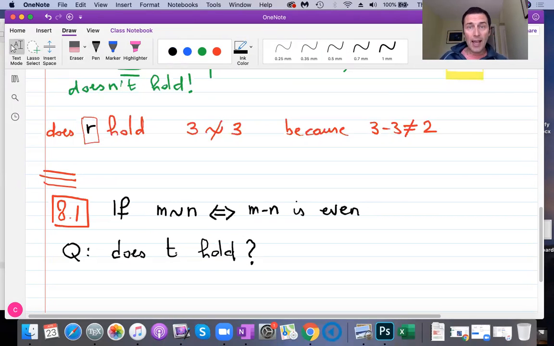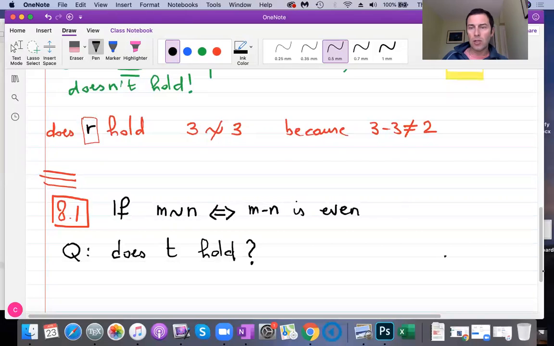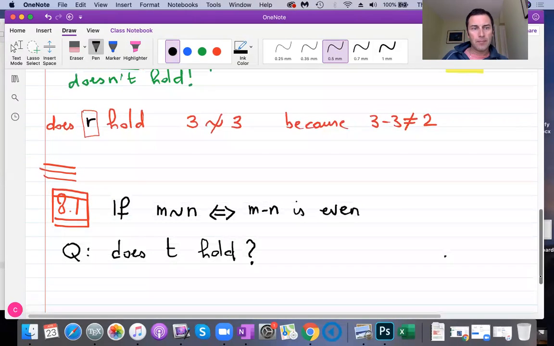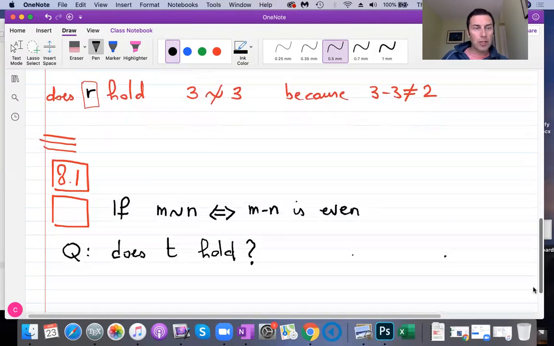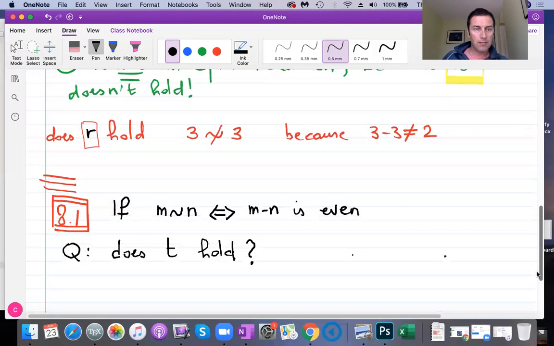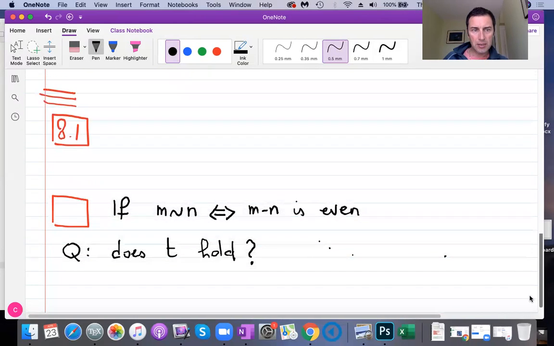So to understand what's going on, my recommendation is to do some examples, right? So for example, let's see if I can get this to scroll. Nope.